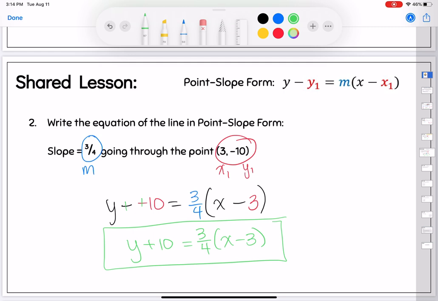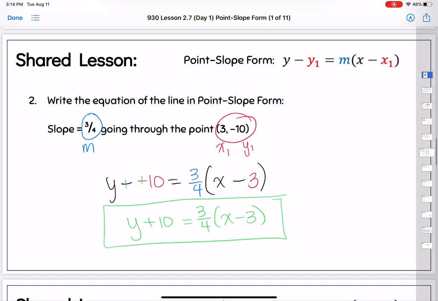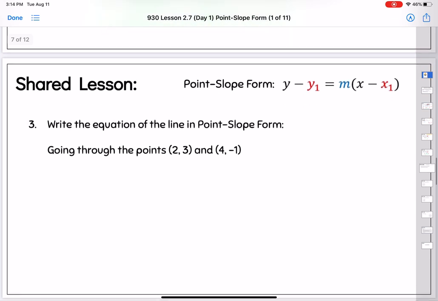Hopefully you did okay on that one. Just watch those negatives, right? Even if the slope is a fraction, no biggie. All right, so how about this one now?